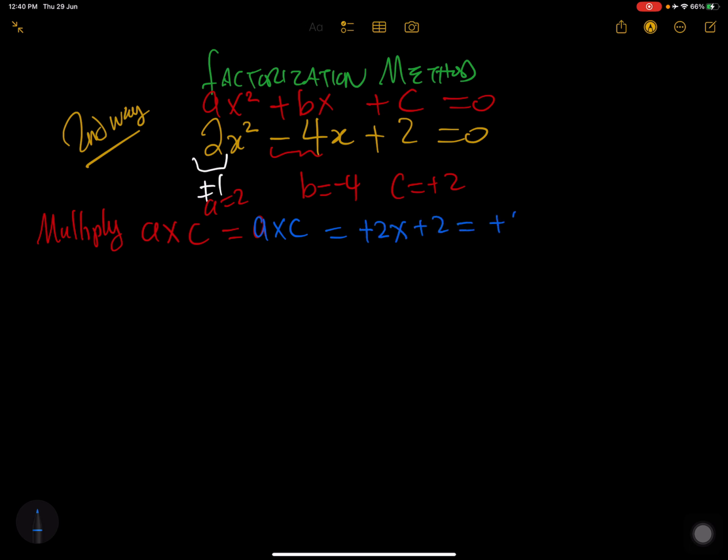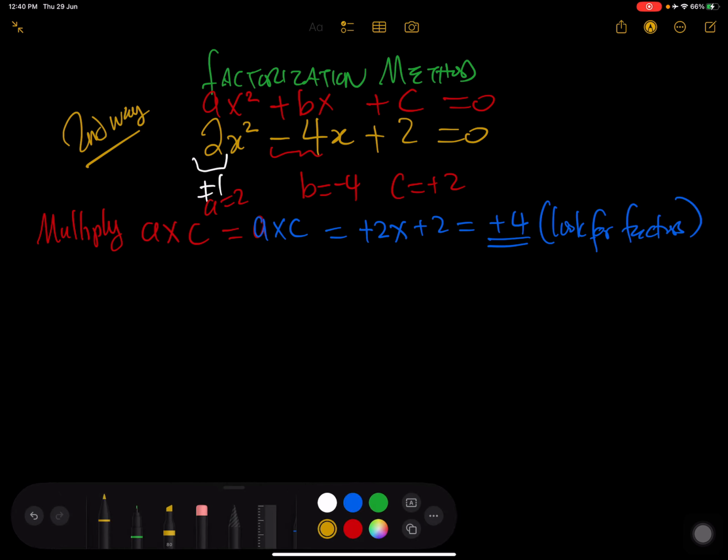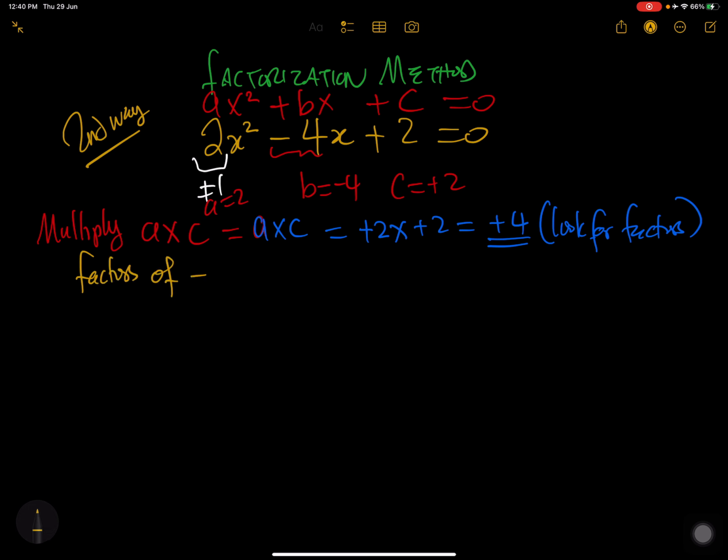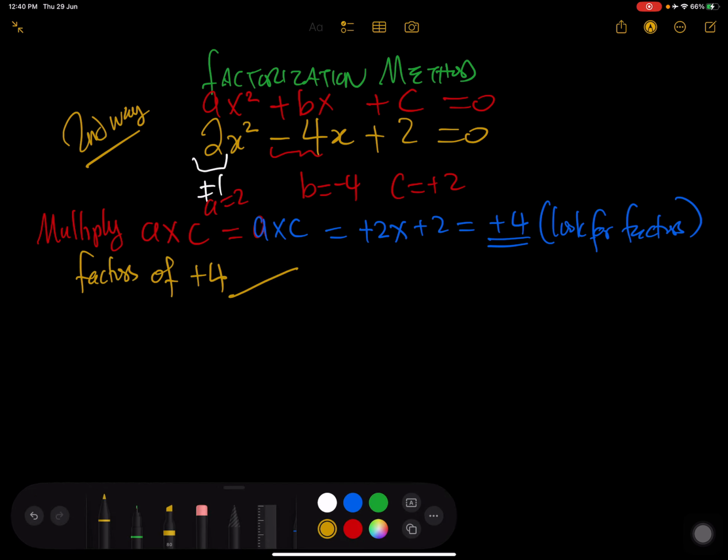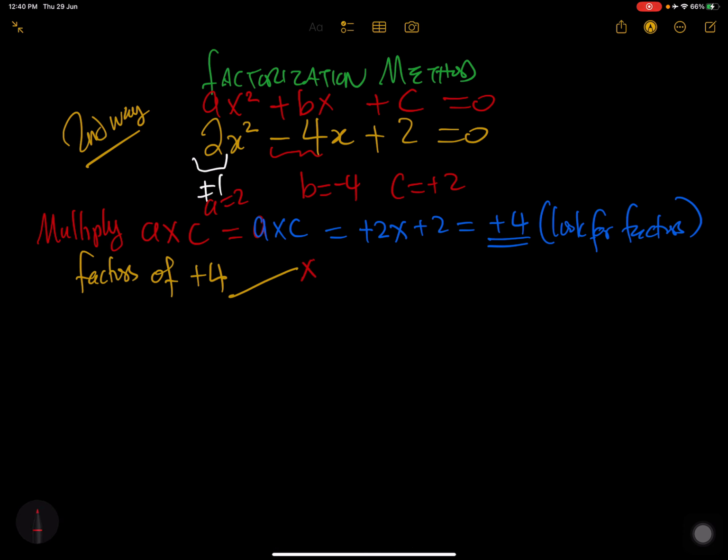And that gives us plus 4, because we are multiplying. So now it is this plus 4 that we're going to look for factors of, such that when we multiply the factors, we get plus 4. However, when we add those factors, it should rather give us what? The minus 4. Don't forget that. It should give us the minus 4.